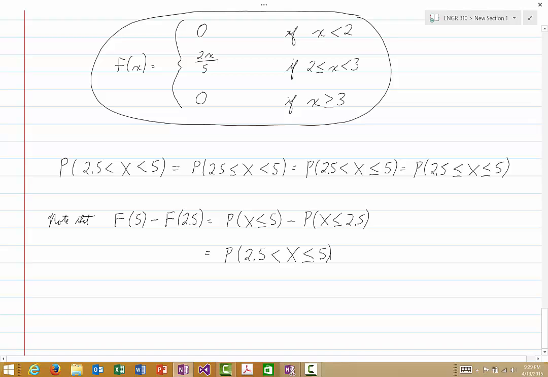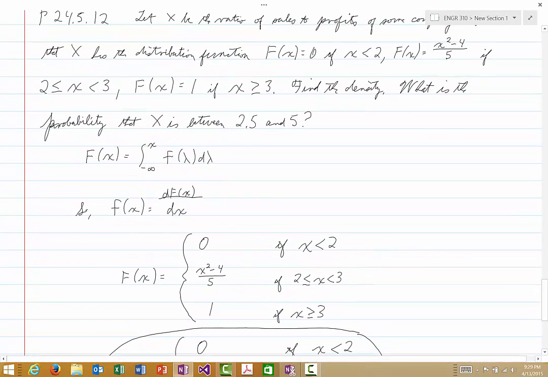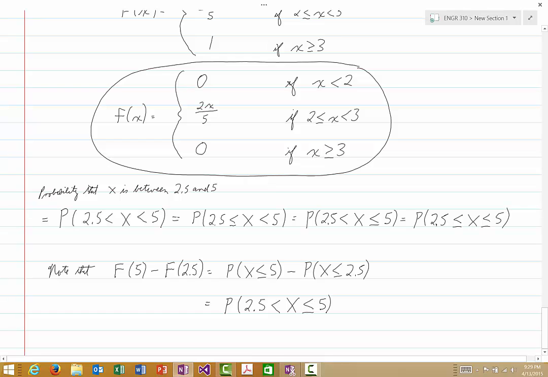And therefore, let me maybe put it like this. All of these are equal to the probability that x is between 2.5 and 5, which of course is what we're asked here in the question. What is the probability that x is between 2.5 and 5? That's what we want to find out. And as we've already explained, that could be written in any one of these four ways.